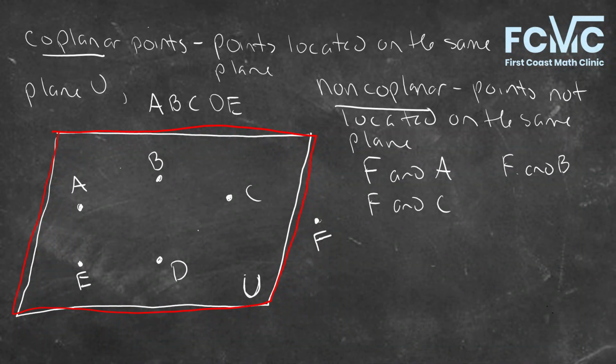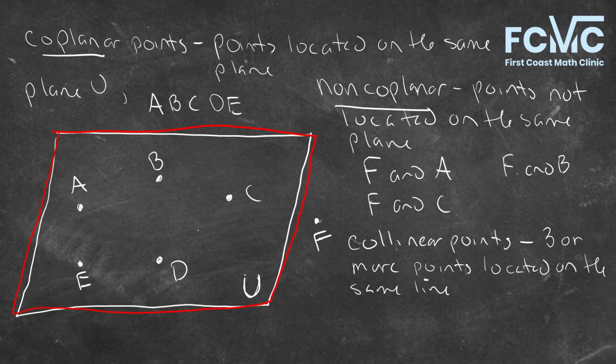Now, what about collinear points? Collinear points are going to be three or more points located on the same line. And we have to say specifically three or more points because we can make a line through any 2 points. So we have to say a minimum of 3 points to have collinear points. So I'm going to add a few more points here. I added points G, H, and I.